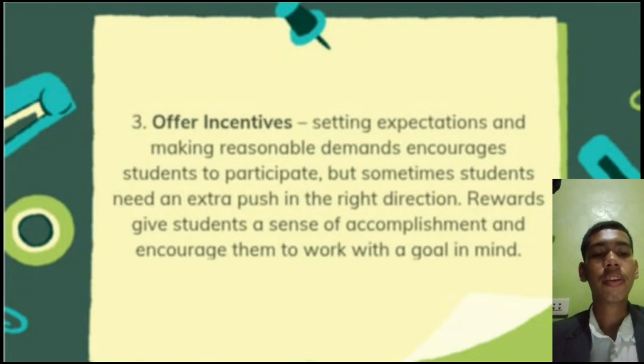The next is offer incentives. Setting expectations and making reasonable demands encourages students to participate, but sometimes students need an extra push in the right direction. Rewards give students a sense of accomplishment and encourage them to work with a goal in mind.